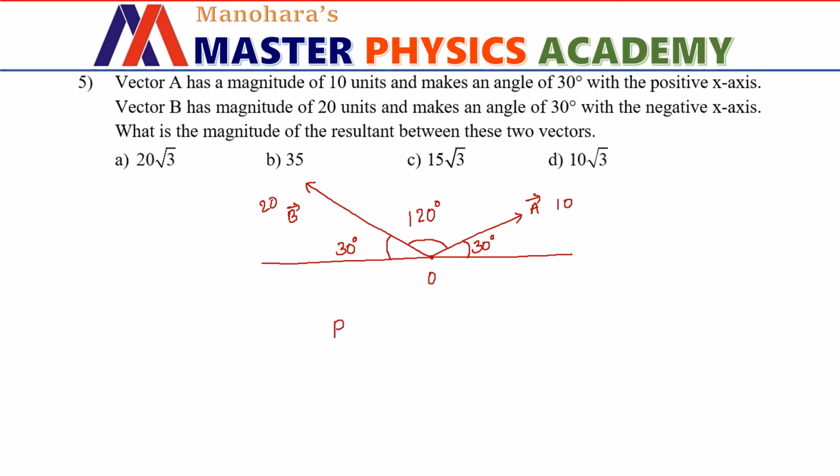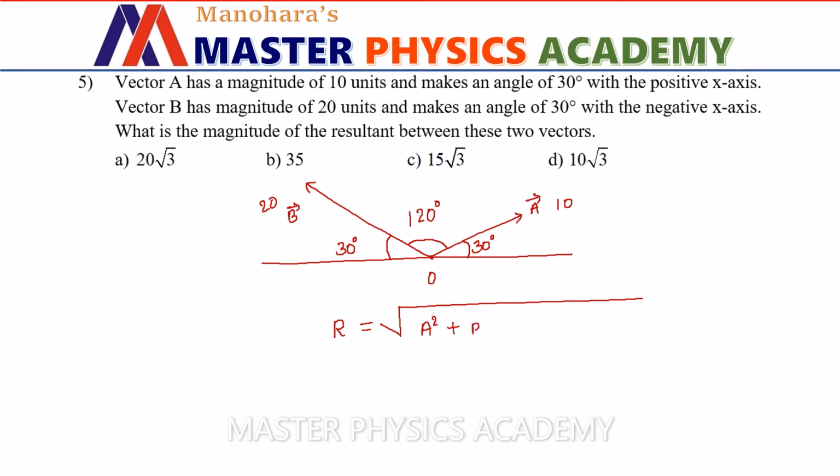So we do have a formula for the magnitude of resultant of two vectors given by root of a squared plus b squared plus 2ab cos theta. Now let us substitute the values here. So a squared means 10 squared, which is going to be 100. b squared means it is 20 squared. 20 squared means 400.